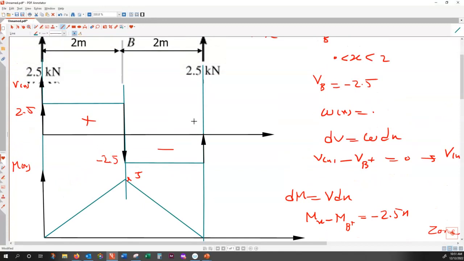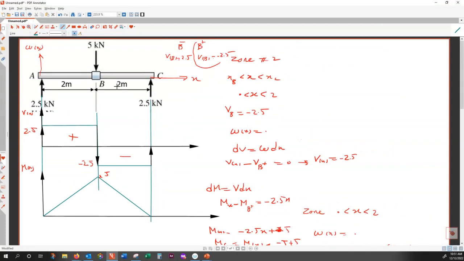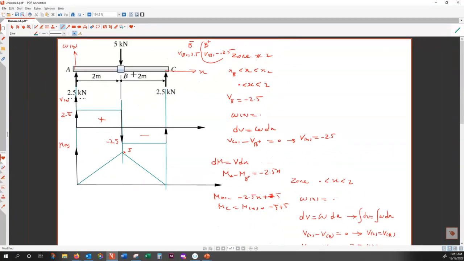All right, so we managed to find the internal forces, the variation of internal forces inside the beam. So from this graph, the conclusion is there is a relationship between W of X, V of X, M of X. So V of X is the integral of W of X, and M of X is the integral of V of X. And the next conclusion is the maximum shear force is 2.5 or minus 2.5, and that is everywhere through the beam. And the maximum bending moment is right in the middle, and that is 5 Newton meter.